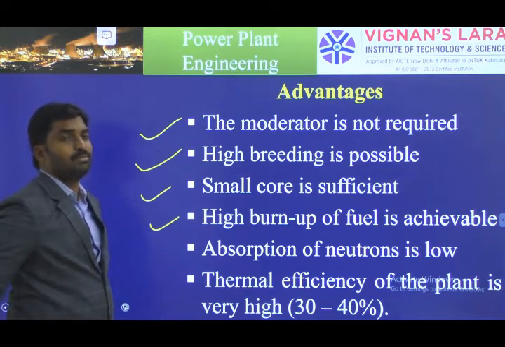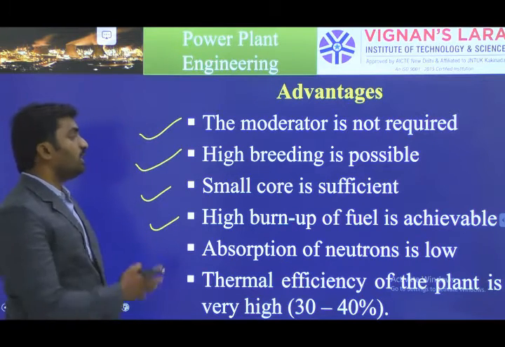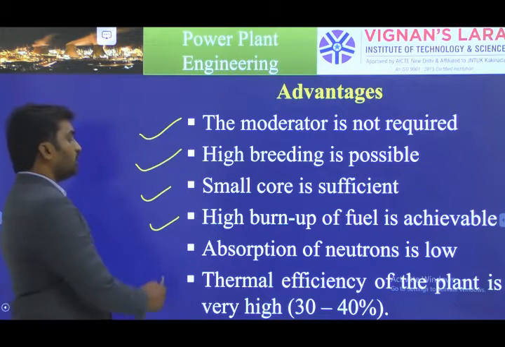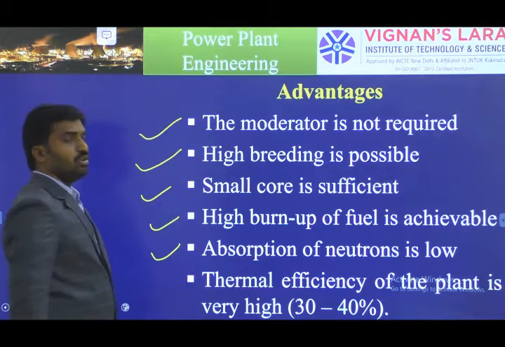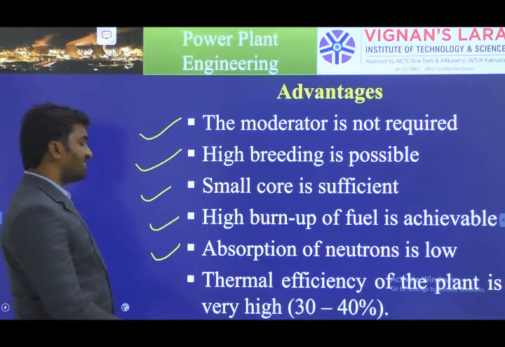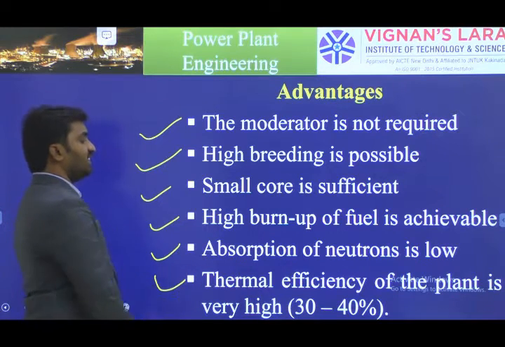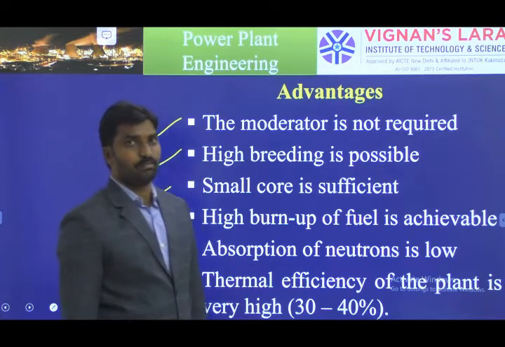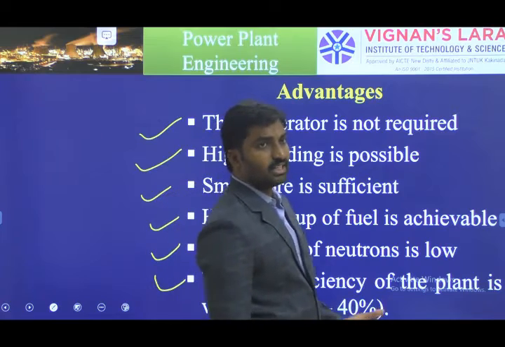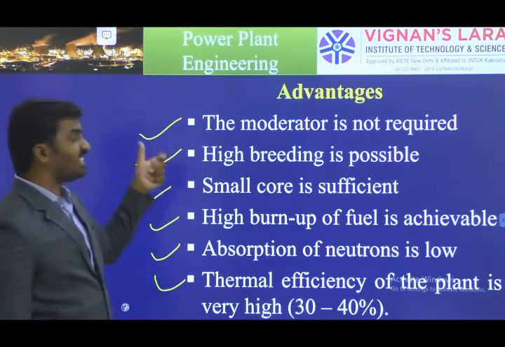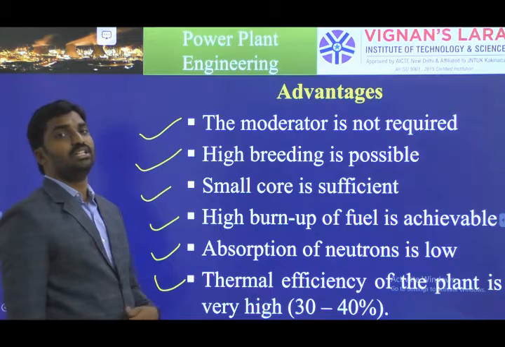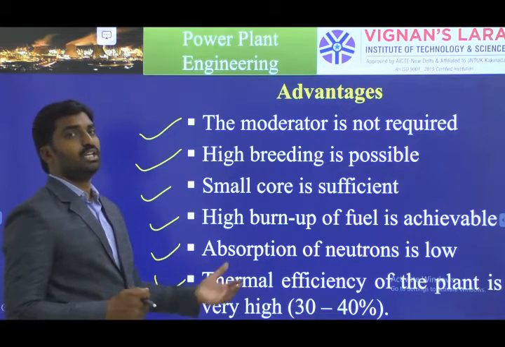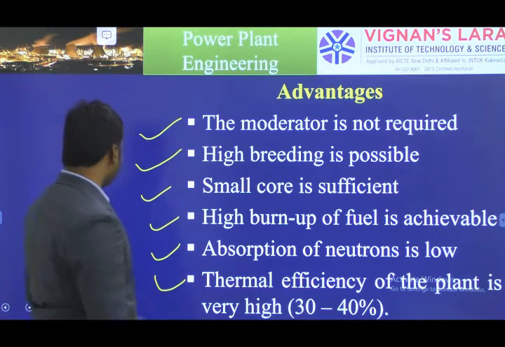When the fuel undergoes proper burning, at that time we require a very small amount of fuel. It is enough. Absorption of neutrons is low in these conditions. And the last thing is that the thermal efficiency of the plant is very high, around 30 to 40%. Previously we were discussing that fast breeder reactors are very efficient when compared to the PWR and the BWR. So that efficiency is around 30 to 40%.